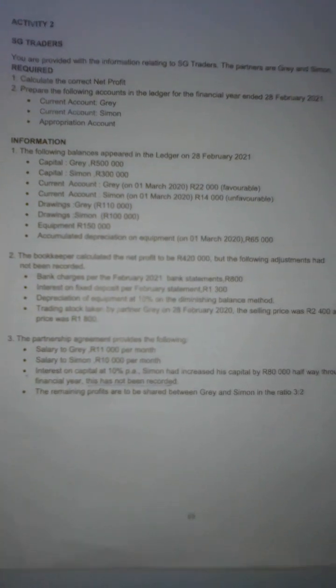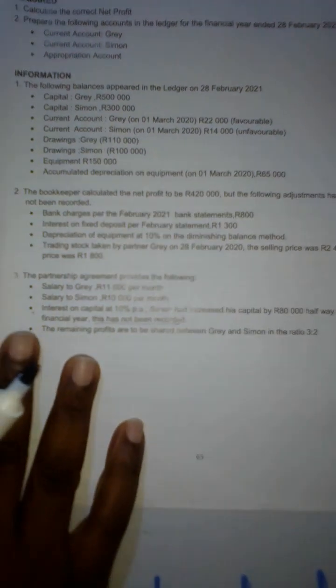I want you to master the current accounts. When you look at the information that is supposed to be recorded in the current account, you find that we have the opening balances that are given on the 1 March 2020. There is a favorable and an unfavorable balance.